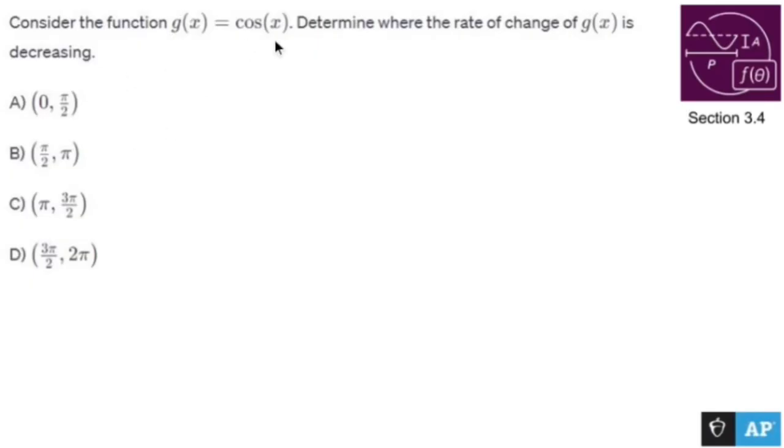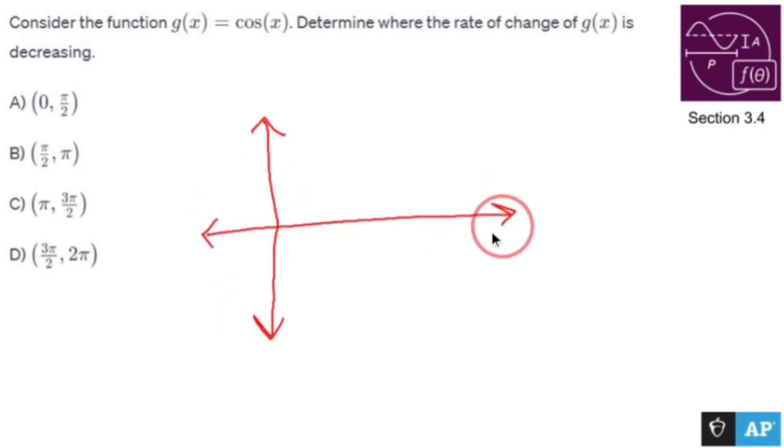Consider the function g of x equals cos x. Determine where the rate of change of g of x is decreasing. Now this is 3.4, so this is assuming we know what cos x looks like. So let's draw cos x out.